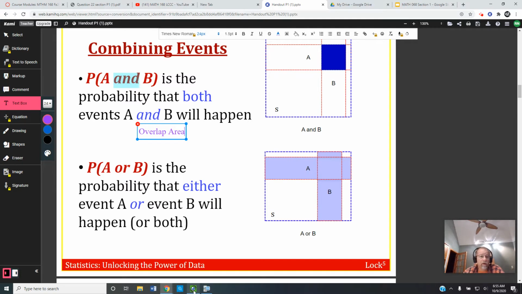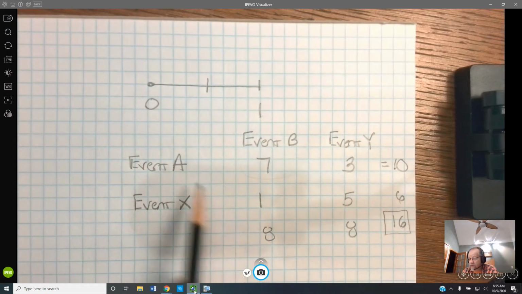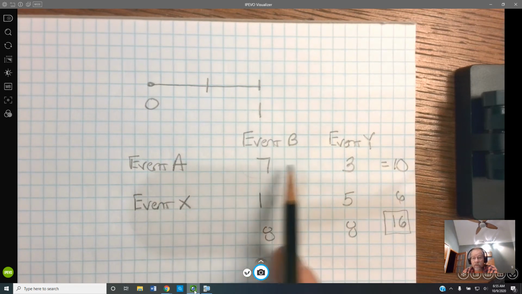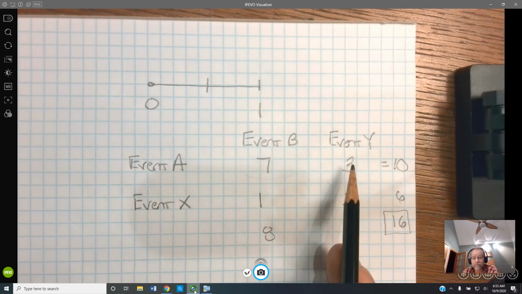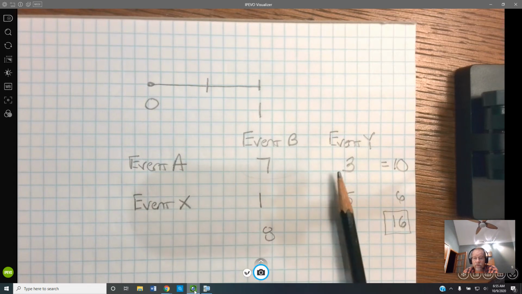Now, when we talk about "or," that is completely different than "and." Or doesn't matter if it's in A or it's in B, or if it's in both at the same time. So if we look back at the chart I created, if I'm looking at A or B, it could be any of this here. It could be this one, or it could be this one. If I look at B, it could be this one, or it could be this one.